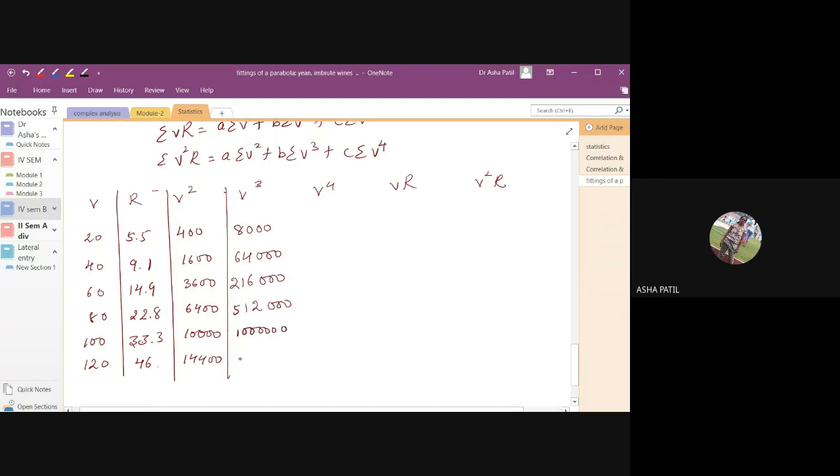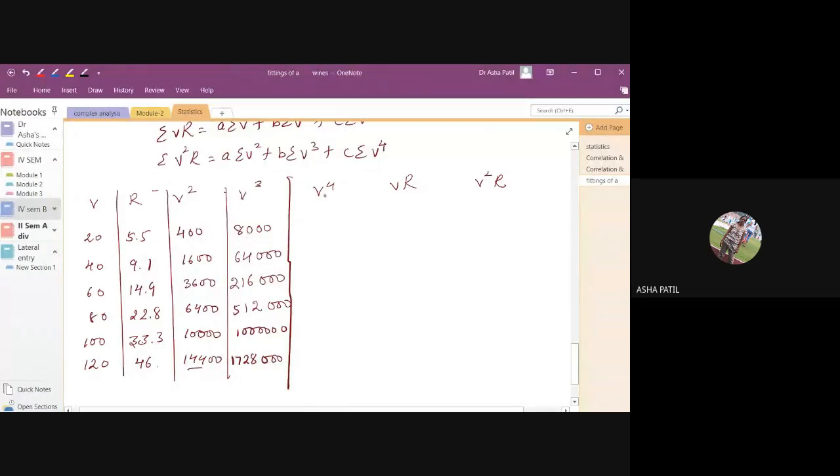Quite big values. 144 into 12, how much is 144 into 12? 1728. And how many zeros? 3 zeros. Okay. Again, it should be multiplied by V.